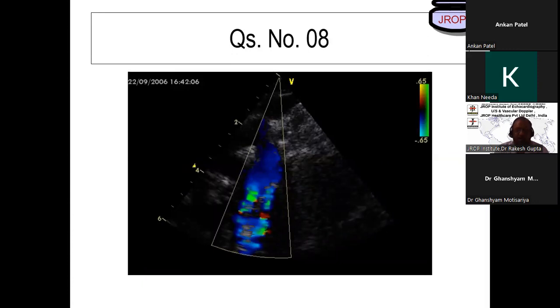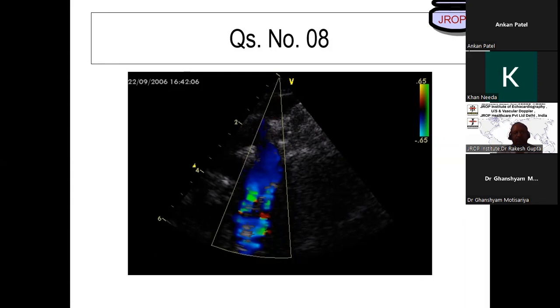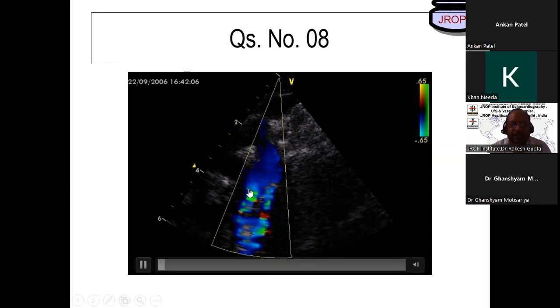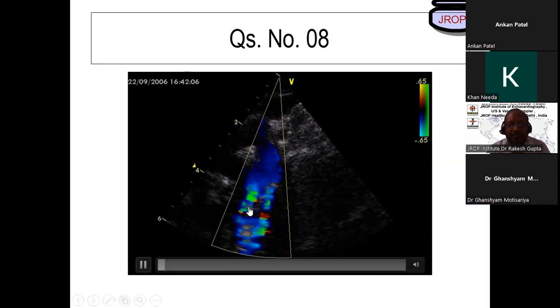Dinesh, you did a good job, but this is an artifact which all of you should remember. Everybody said descending dissection. Dissection is not possible. PDA would be seen on this side, not on this side. This is the descending aorta. Here is the pulmonic artery, so PDA would be here. So remember, if you happen to see this kind of images, how do you differentiate? Anybody can open the mic and answer.